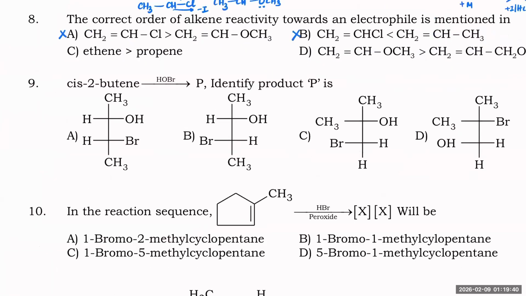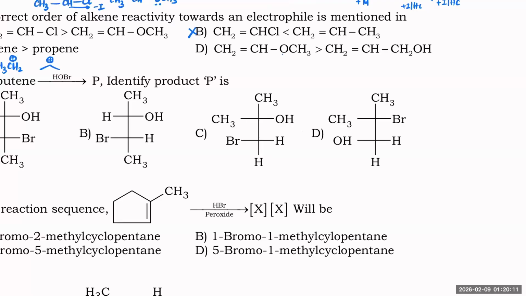Ethene and propene. So you see ethene, CH2 double bond CH2. Sorry, ethene after adding H plus, you will get this as CH3 CH2 plus. Propene this way. This is propene. So between these two, you can see that propene definitely has the more stable carbocation. So this one is also wrong.